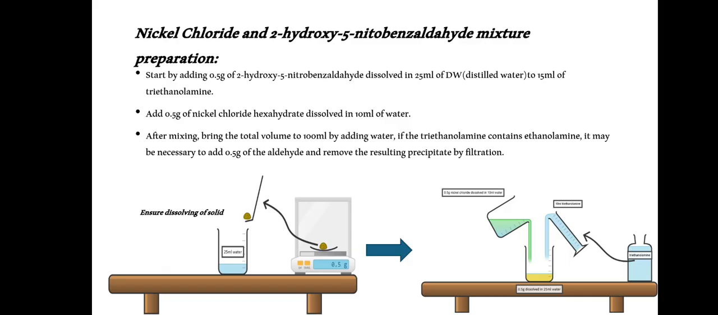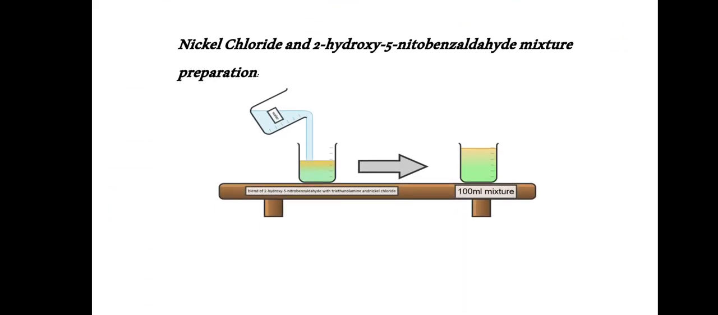If the triethanolamine contains primary ethanolamine, it may be necessary to add 0.5 grams of the aldehyde and remove the resulting precipitate by filtration. This also shows how we diluted and kept on adding water until the final volume is 100 milliliters of mixture.